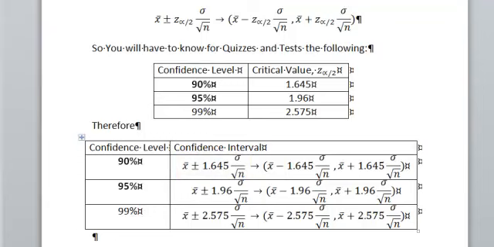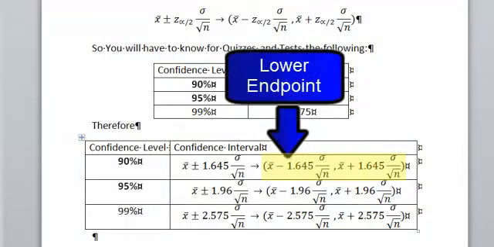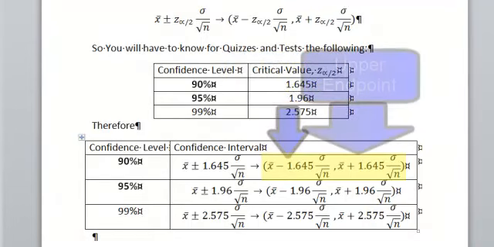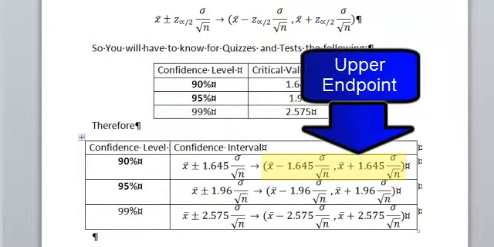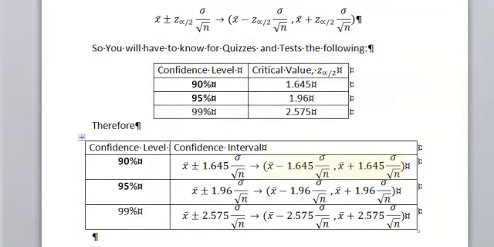And if I wanted the interval itself, not the collapsed form, all you would do is you take your sample mean minus this product, 1.645 times the population standard deviation divided by the square root of the sample size. That would be your lower endpoint, and your upper endpoint would be the sample mean plus 1.645 times the population standard deviation divided by the square root of n. And you can do the same for the 95 and the 99.